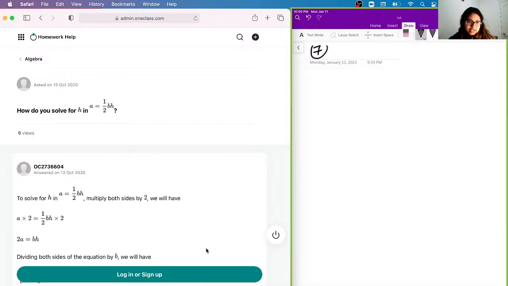So our next question says, how do you solve for h in A is equal to half b times h? Okay, so this is your formula for the area of a triangle. And so I'll just draw out a triangle here. So we're trying to find out the area of a triangle.